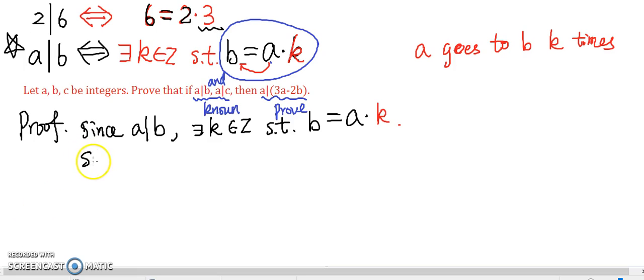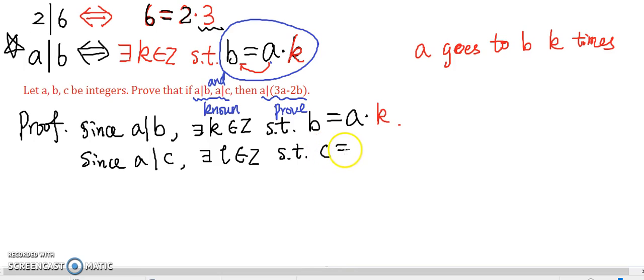Similarly, we also know number A goes into number C. There exists an integer. This time we pick a different letter because we don't know if A goes into C the same number of times as A goes into B. So let's write down C as A times L. That means A goes into C L times, and A goes into B K times. Okay, now what kind of conclusion can we get based on these two right here?